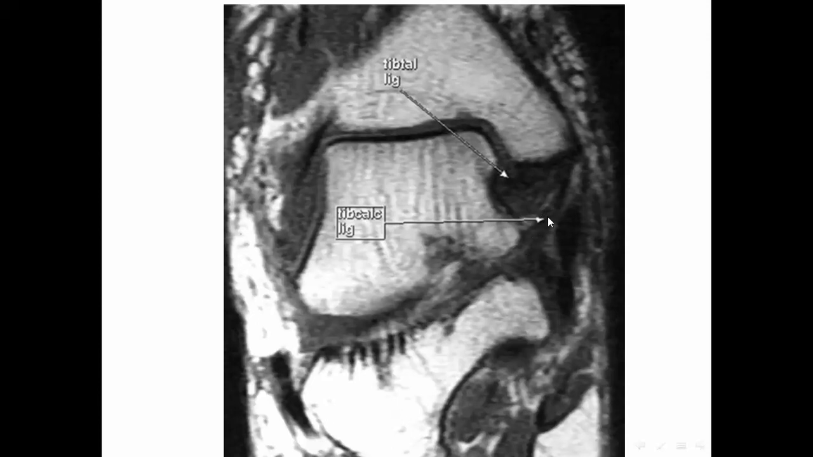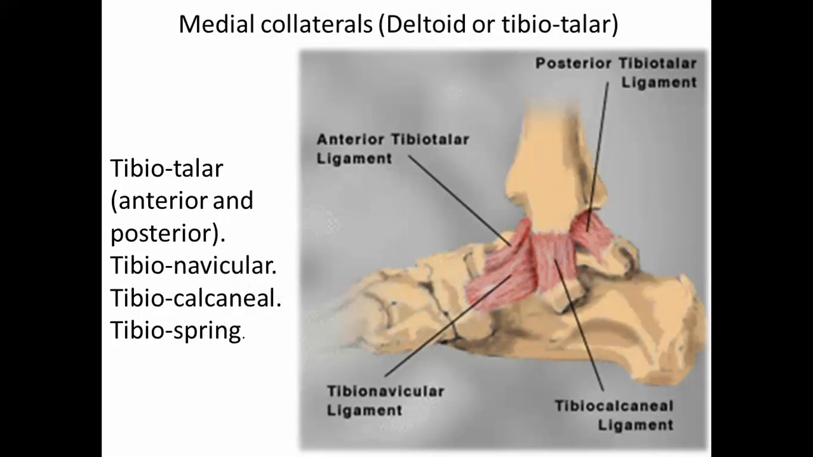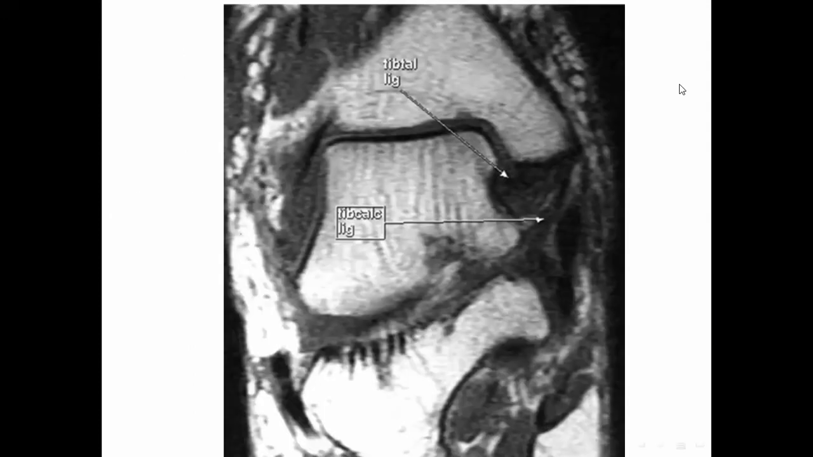But we have also the anterior tibiotalar and posterior tibiotalar. Anterior and posterior will not be seen here, but this is a medial aspect. We have between the tibia and talus, and between the tibia and calcaneum, these are two ligaments, one and two.